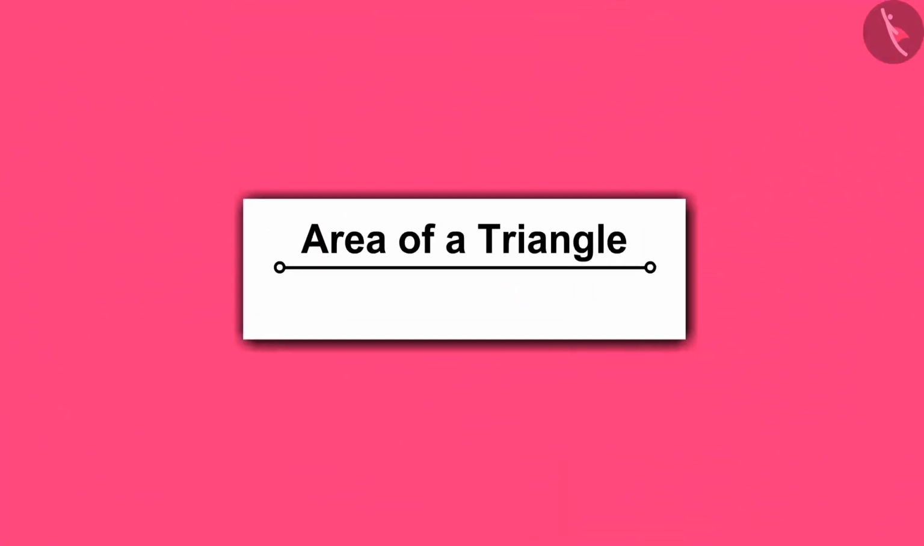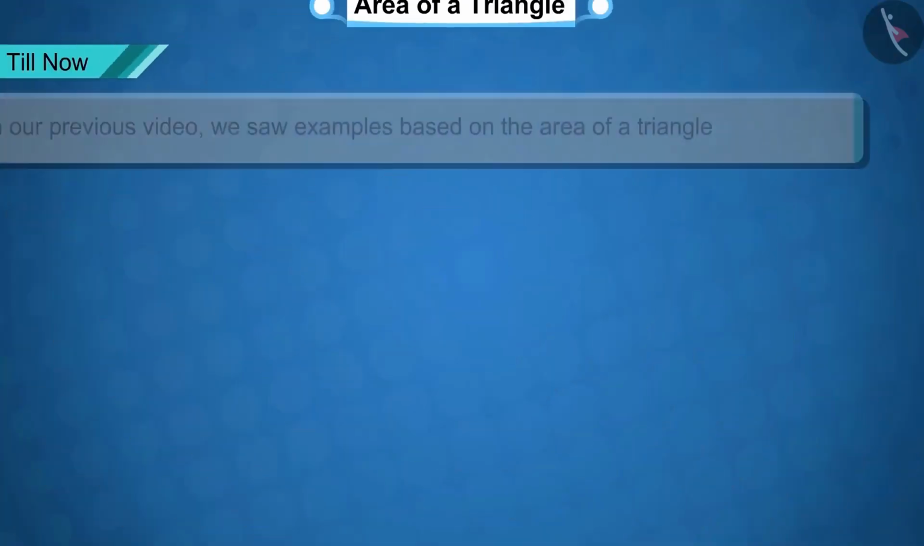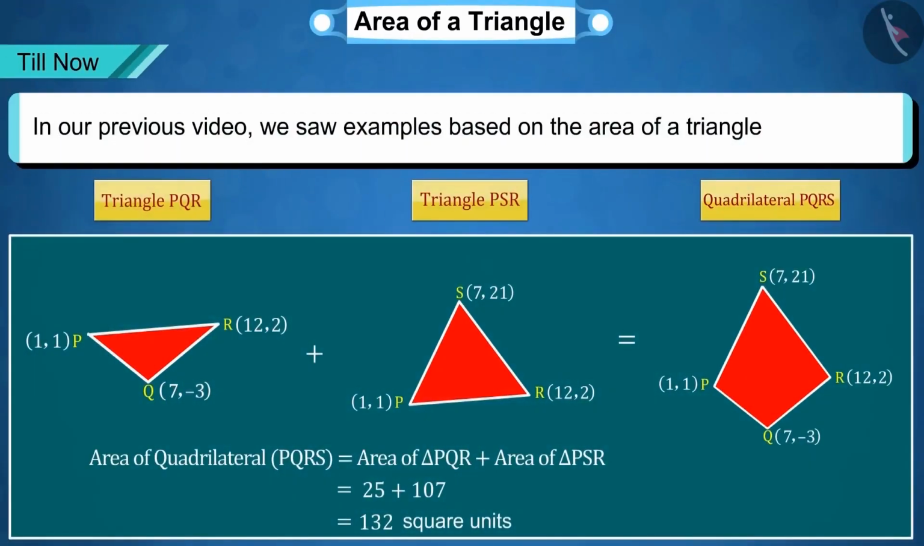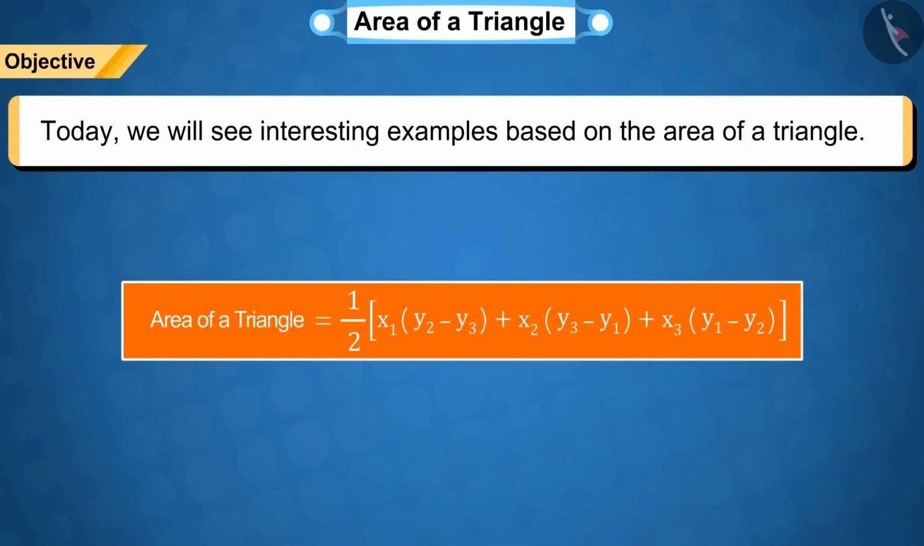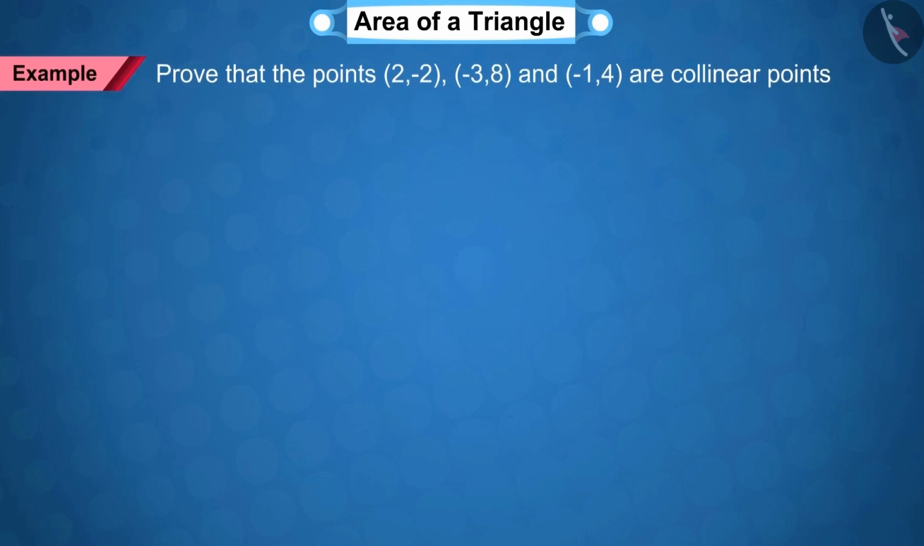Welcome to this video. In our previous video, we saw examples based on the area of a triangle. Let's see another interesting example today. Prove that the points (2, -2), (-3, 8) and (-1, 4) are collinear points. To solve the question, pause the video and then match your answer.